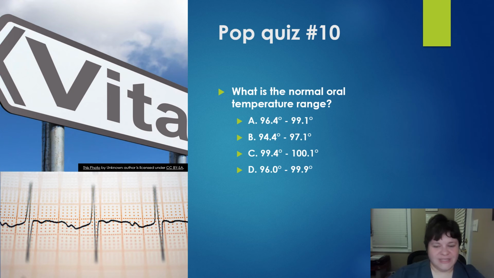All right, last question, pop quiz question number 10. What is the normal oral temperature range? 96.4 to 99.1, 94.4 to 97.1, 99.4 to 100.1, or 96 to 99.9. Mark your answer. After this, we're going to go over your quiz.